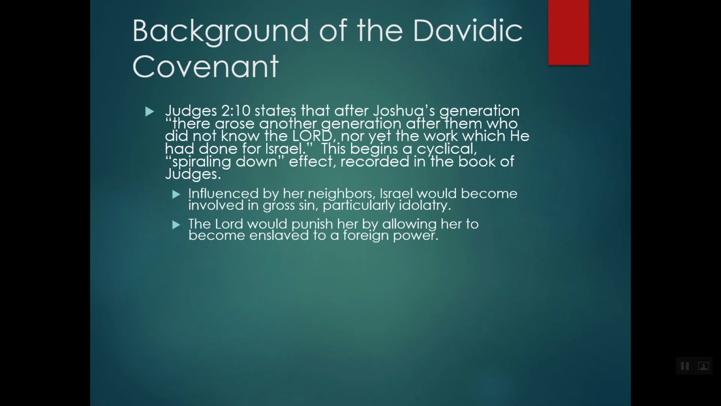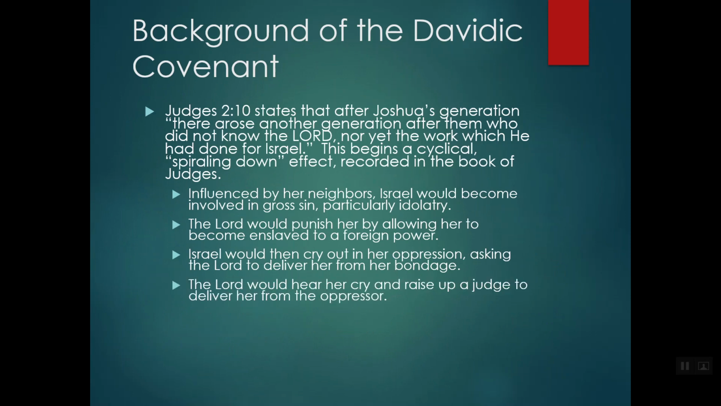The book of Judges states that after Joshua's generation, there arose another generation after them who did not know the Lord, nor yet the work which he had done for Israel. And this begins not just a cycle, but a downward spiral of a cycle that's recorded for us in the book of Judges. Influenced by the remaining tribes that were in the land and that were continuing to worship pagan gods, Israel herself would become involved in gross sin, particularly in idolatry.